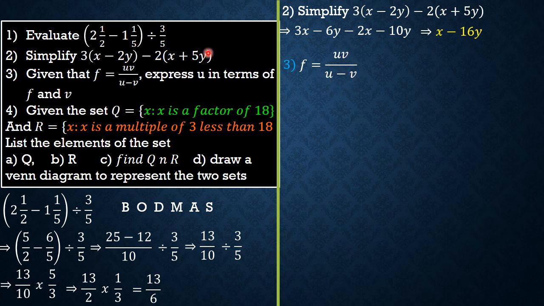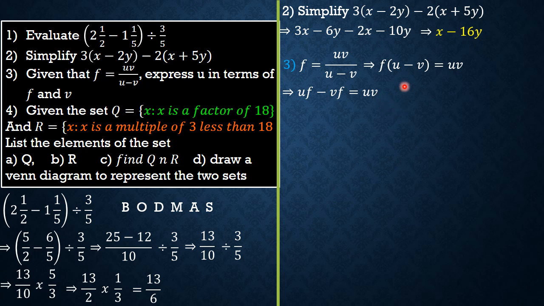So friends, they want us to make u the subject of this particular formula. By so doing, since we have the two fractions separated by an equal to sign, we are going to cross multiply. By so doing, we are going to have f into u minus v equal to uv. We open out the bracket, we have uf minus vf. We have u on the left hand side, right? We also have u on the right hand side.